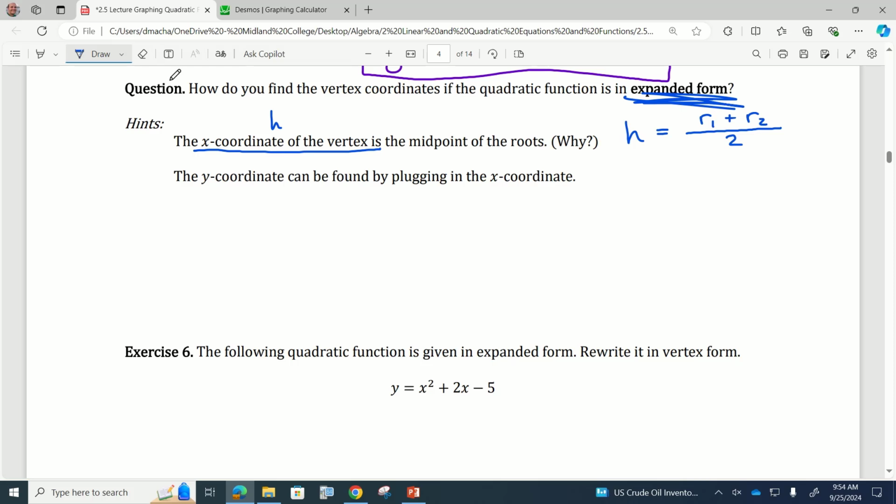So, if I know that the x-coordinate of the vertex is the midpoint between the roots, that really helps me if I know what the roots are. But if the function is given in an expanded form, I don't know what the roots are, right? I only know a, b, and c. So we can work on this a little bit and make it easier for you.